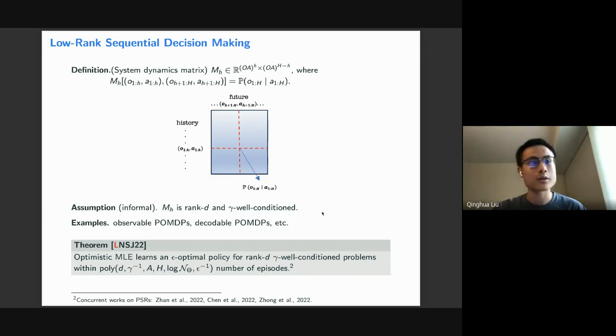I also want to remark that there are several concurrent works on learning low-rank sequential decision-making problems, and they get similar results under some similar assumptions.